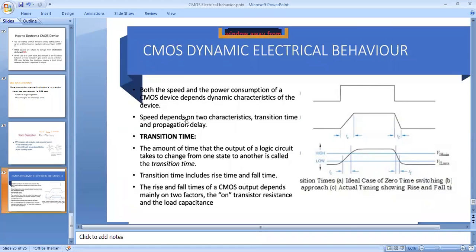Speed depends upon two characteristics. In CMOS dynamic electrical behavior, speed and power consumption of CMOS mainly depends on dynamic characteristics of the device. Speed mainly depends on two characteristics. One is transition time and another one is propagation delay time.